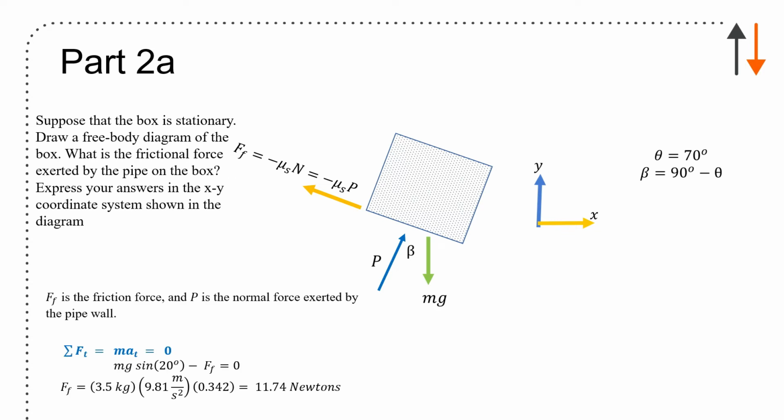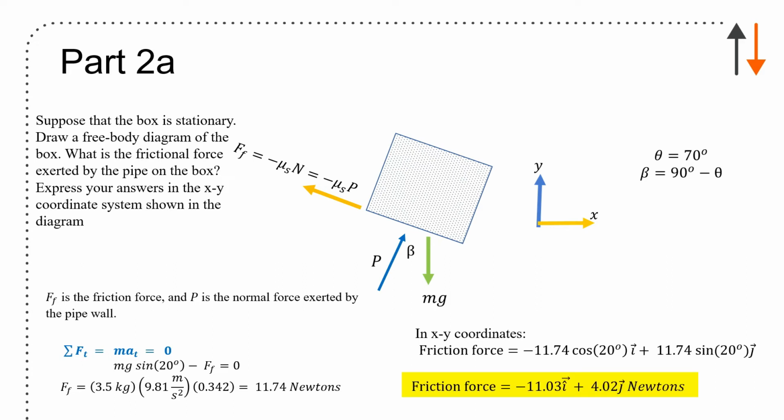So for the force tangential, mass times acceleration tangential is equal to 0, it's not moving. You have all of the terms, mg sine 20 minus force friction equals 0. Force friction is equal to 11.74 newtons. In xy coordinates, you then have to rotate it back, and you end up with two components, and you end up with this, minus 11 I plus 4.02 J newtons.